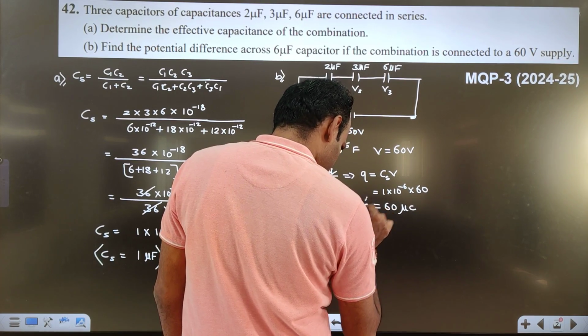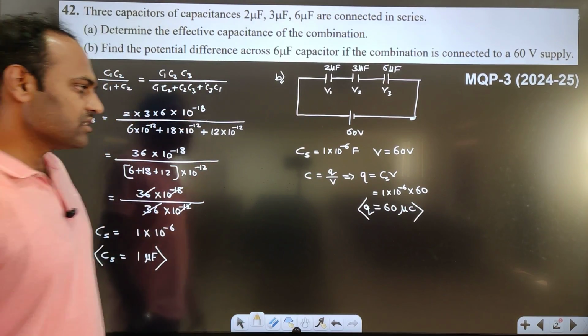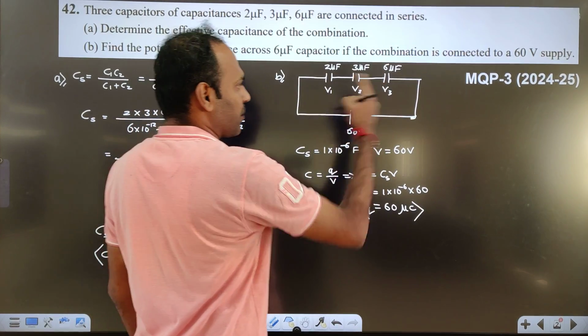So the charge we got is 60 microcoulomb. See, this is the charge on each capacitor.